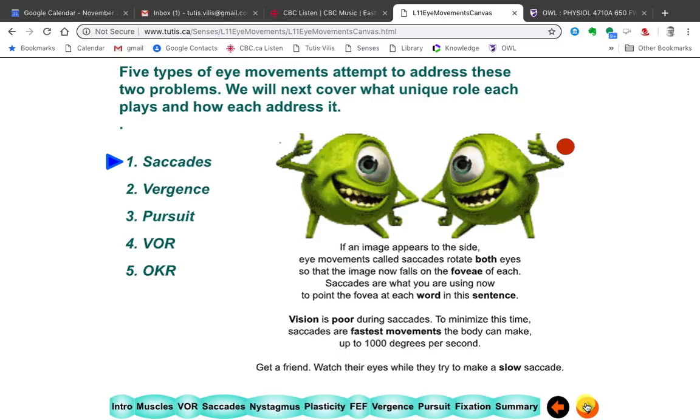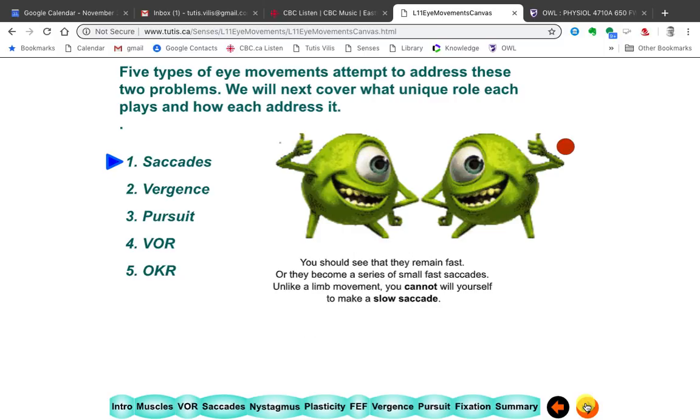And it does so for an important reason. While you're making the movement, you're blind. The eye is spinning from one point to the other point, and you want to minimize the time that you can't see, because something can happen while your eyes are moving, and you want your eyes still.